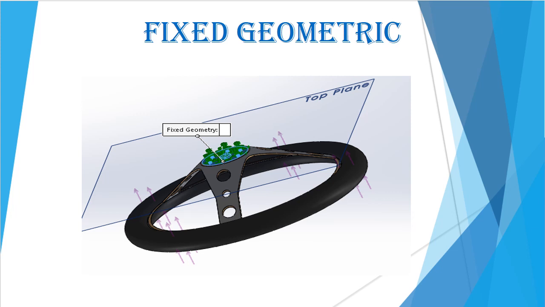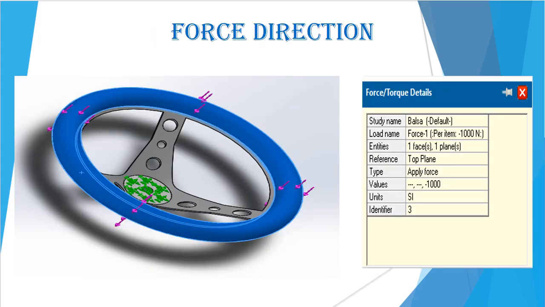The first step to conduct the simulation test is to create features on the surface. For this steering wheel, the fixed geometry is located on the surface which is attached to the dashboard, and also the hole that locks the steering wheel with the dashboard by using bolts and nuts. This simulation test is based on the situation when the driver applies 1000 Newton of force to the steering wheel, and the force direction is perpendicular to the steering wheel.